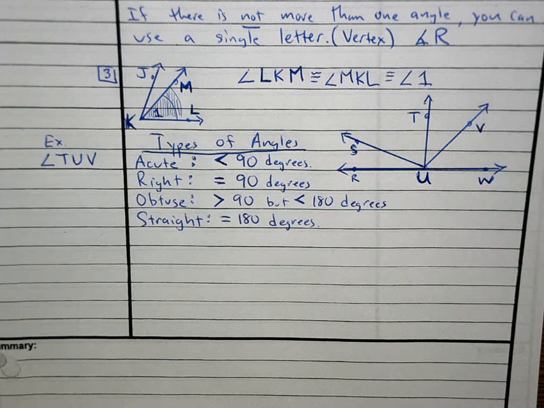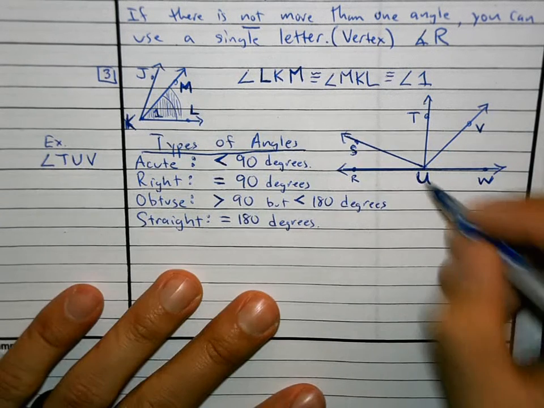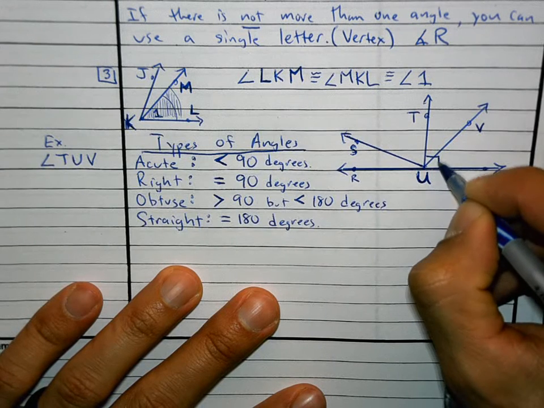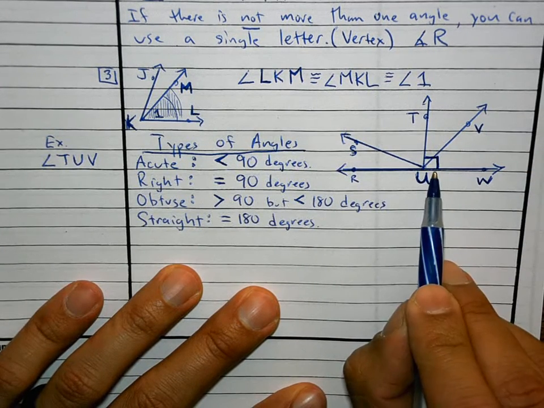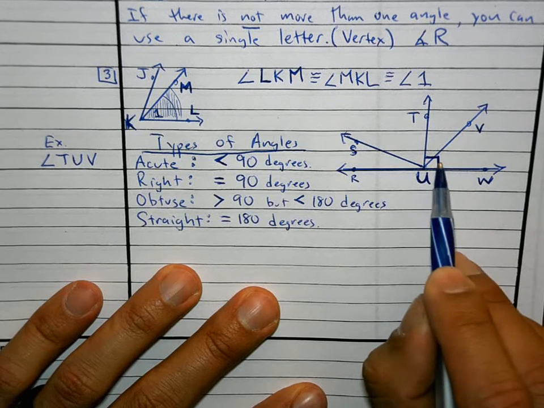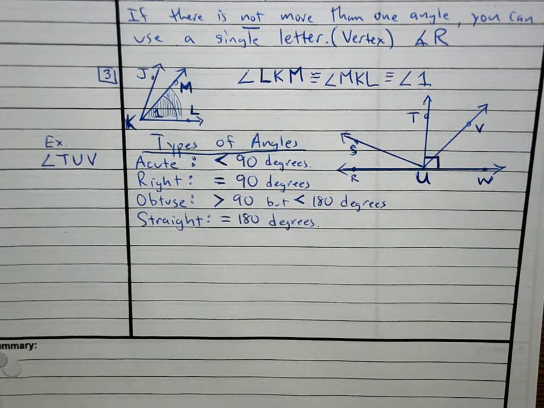A right angle. I don't know if I said this or not, but the only way you can tell if something is a right angle is if there's a right angle symbol. This is the right angle symbol right here. It's a little box in your drawing. It means that that angle is a perfect right angle. It's a perfect 90 degrees.